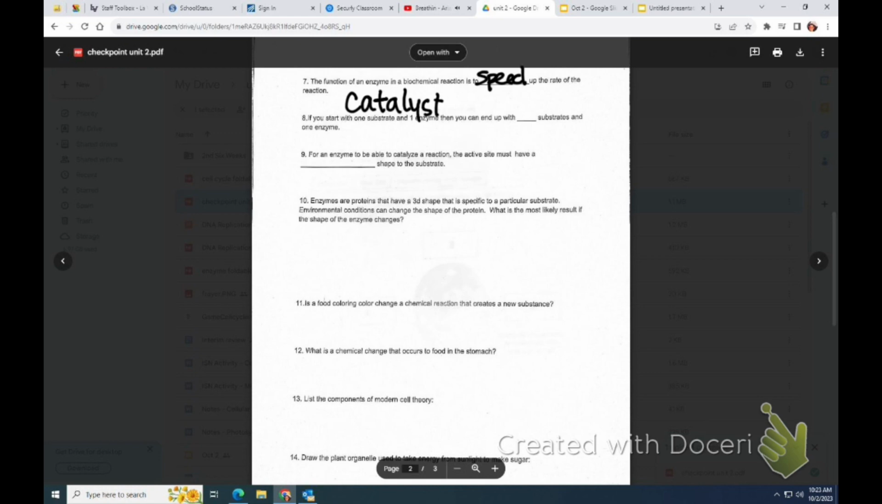If you start with one substrate and one enzyme, then you will end up with 2 substrates and 1 enzyme. For example, if I had something that looked like this, it underwent a reaction, then I can expect my products to look like that. It broke it apart rather than combined it together.